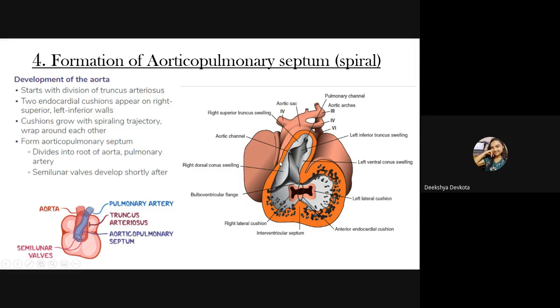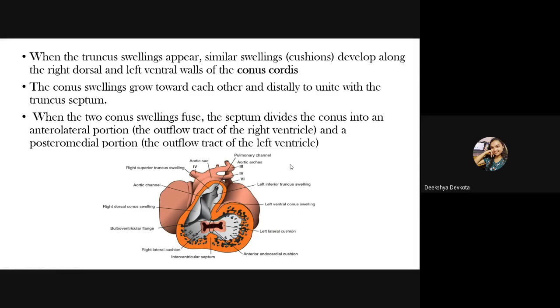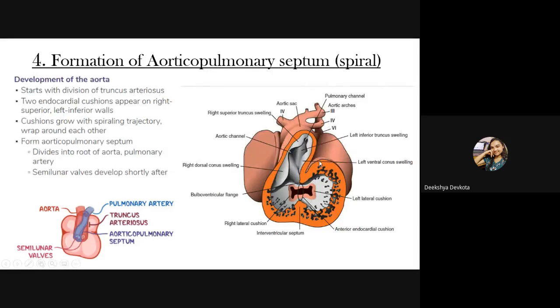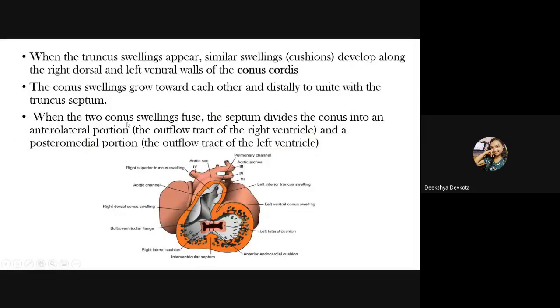And there are also two more swellings here: the right dorsal conus swelling and the left ventral conus swelling. These two swellings are present in the conus cordis region of our bulbus cordis. The right dorsal swelling moves distally, and the left ventral conus swelling also moves distally, and they also wrap around each other and unite with the truncus septum. Finally they divide when they fuse. When these two conus swellings fuse, they divide the conus cordis into the outflow tract of the right ventricle and the outflow tract of the left ventricle.